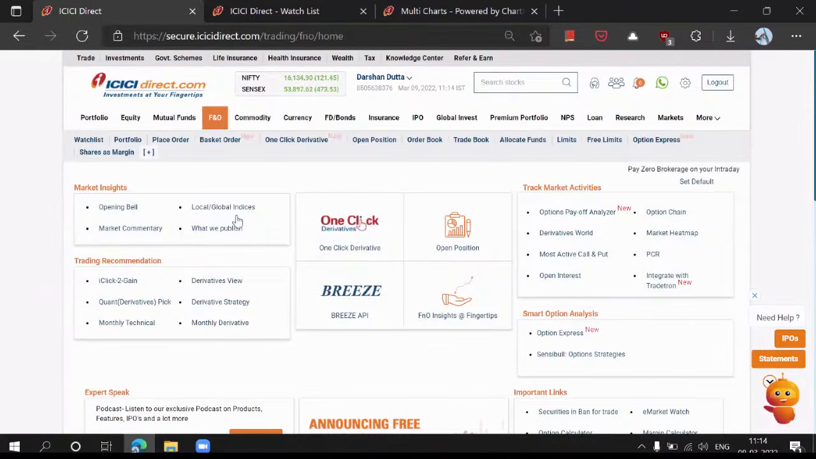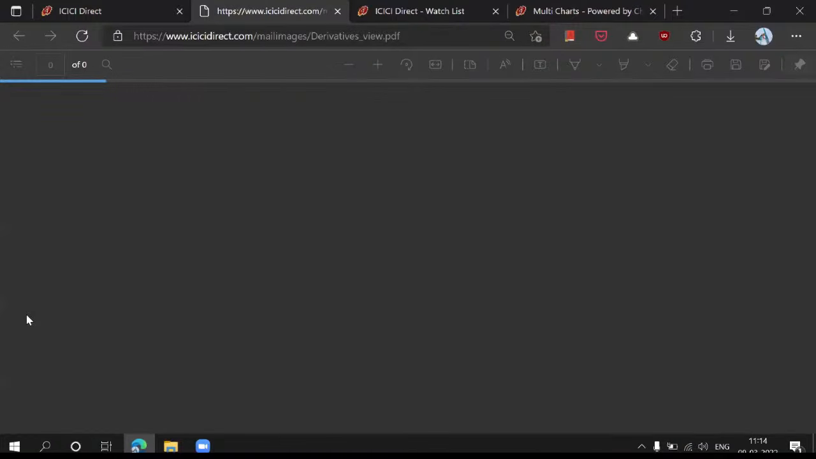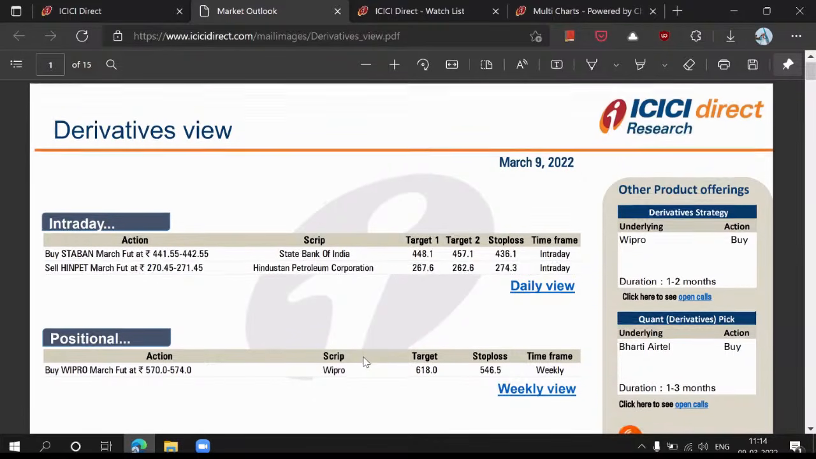So if you just click here on the left-hand side, derivatives view, what the ICICIdirect research team, we have a full house team who looks at the markets and gives what are the important levels that you should have, what are the stocks that you should look at. It just gives you an overview. Just a minute, if you read it, you will get some sense of the markets.